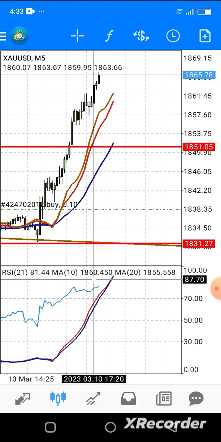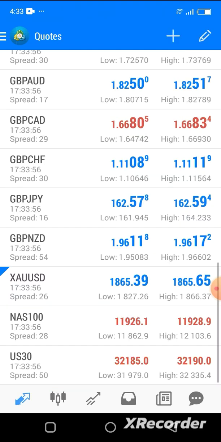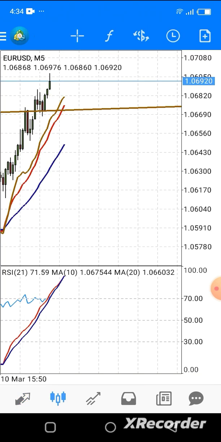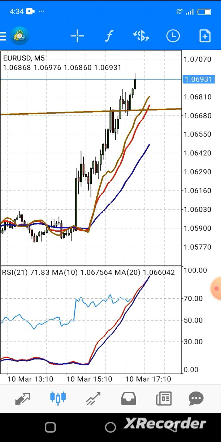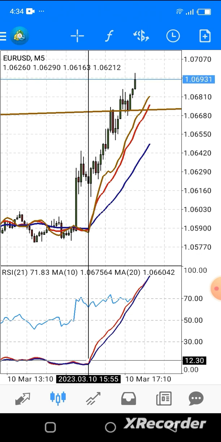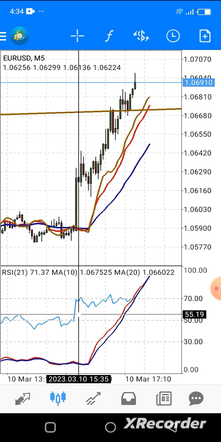Now I'm going to show you examples of how this strategy works as well, because it works for other markets, not only gold. You can see right here, look at euro dollar as well. At this point, a crossover happened, and when the crossover happened, my RSI is reading above 50. That is why I love the RSI so much, because it tells me the momentum of my trend and how strong it is.